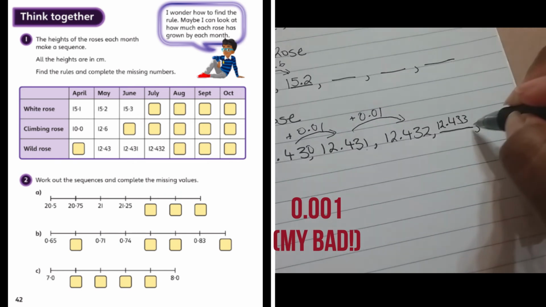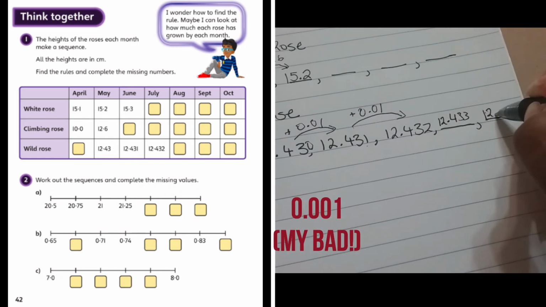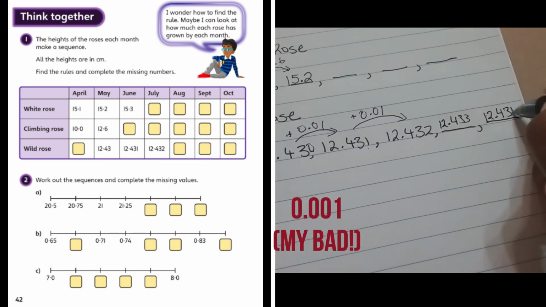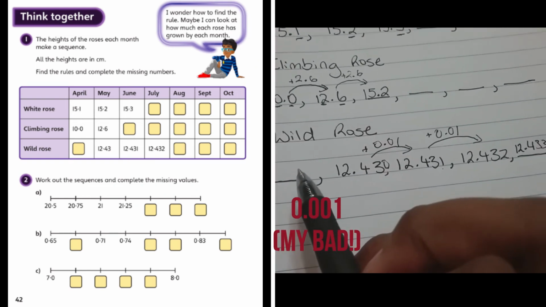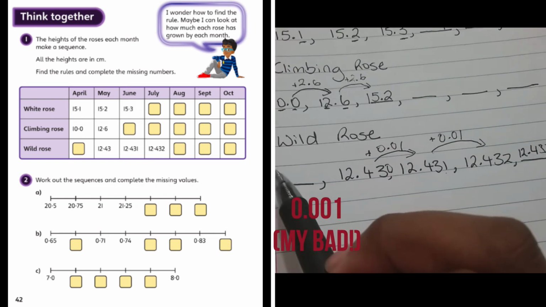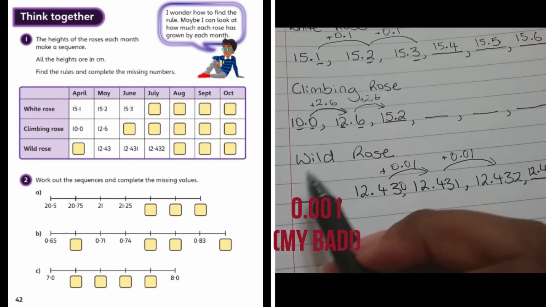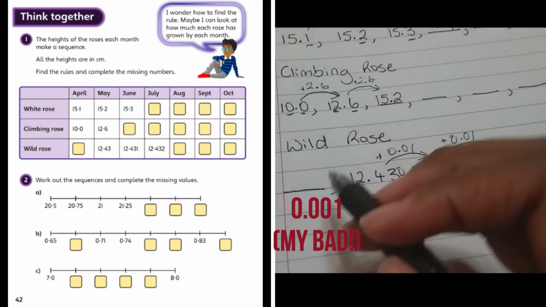12.433, because it went from 2 to 3, 12.434. How am I going to figure out the month before, though? That means I'm going to have to take away, because if I'm going to go backwards, I need to subtract.